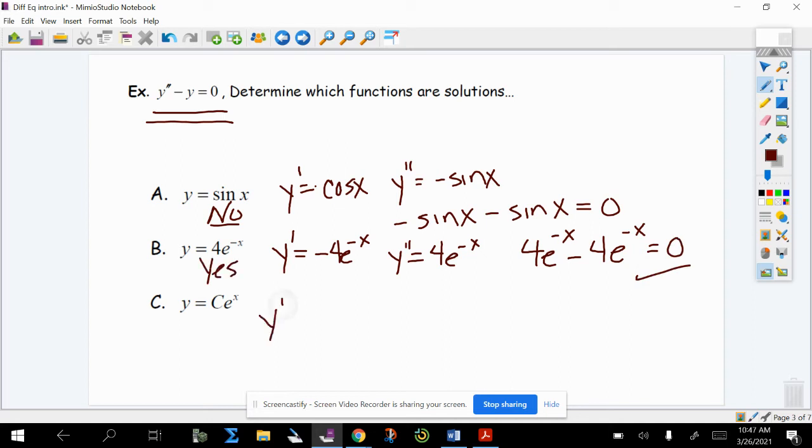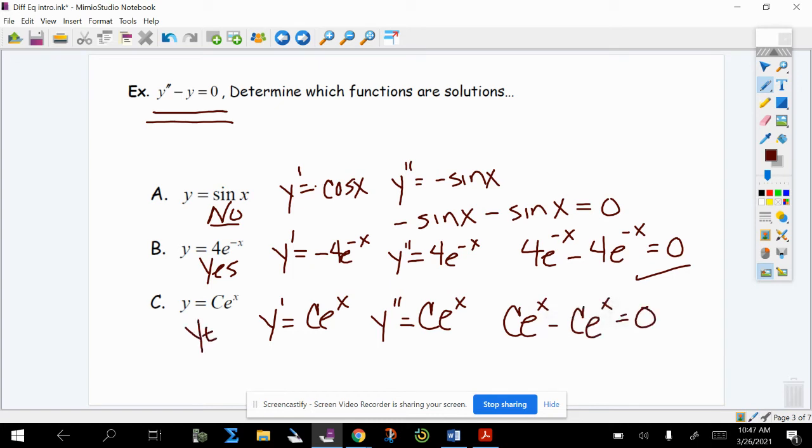And then the last one, every time we derive ce to the x, we're just going to get ce to the x, because c is just a coefficient that's going to stay put. E to the x is its own derivative. So when I replace my second derivative with ce to the x minus my original, which was also ce to the x, I definitely get 0. So what we see is that B and C were solutions, and A was not. So you'll have ones like that that will ask you, given a series of possible solutions, which ones actually end up working.